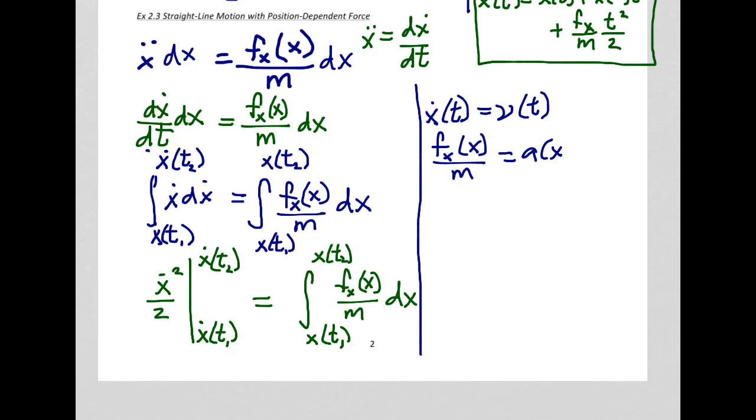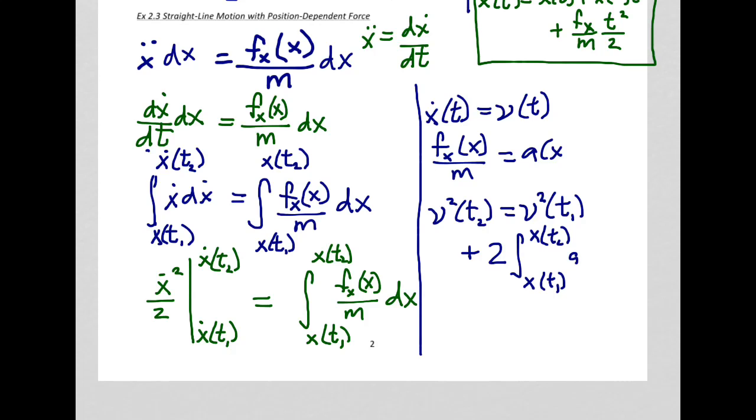okay, in which we say that we have, now it's the speed squared at time t2 by making the substitution is equal to the speed squared at time t1, and then plus, we move our denominator over, 2 multiplied times the integral evaluated from x at time 1 to x at time 2 of the acceleration as a function of x dx.